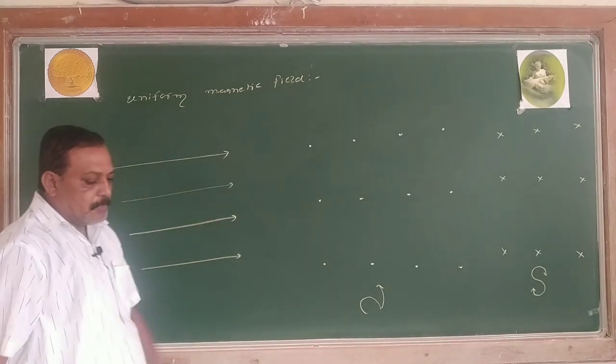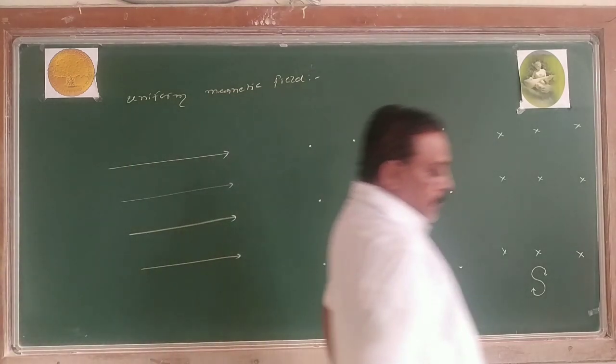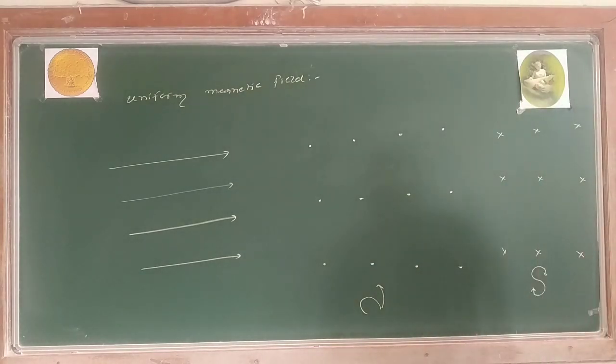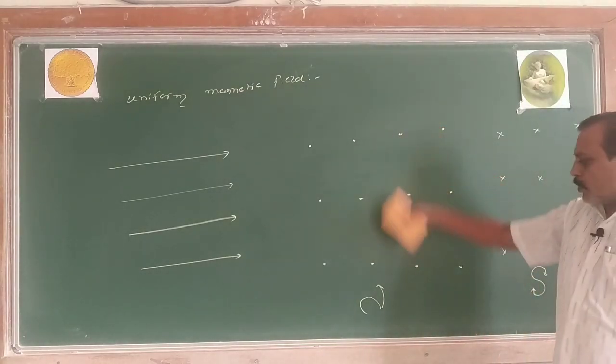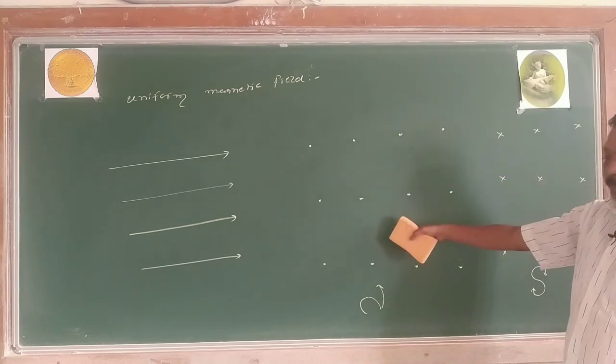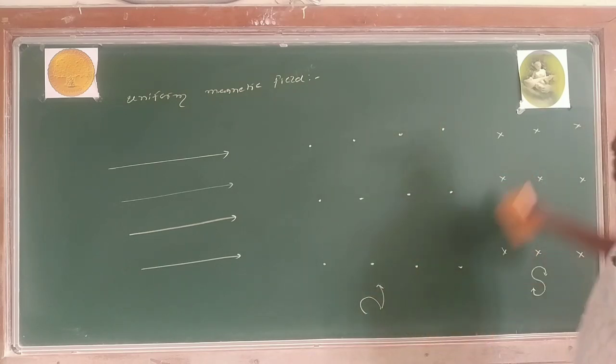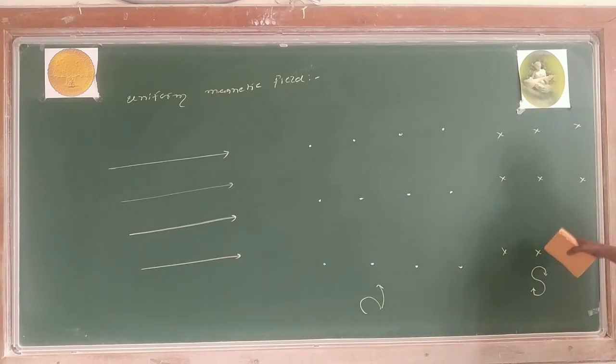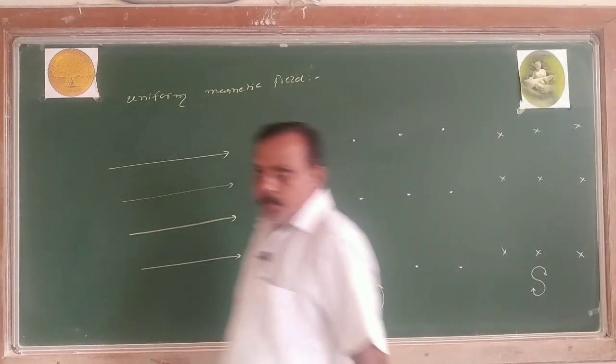All the three represent uniform magnetic field. Wherever you come across this one, it indicates a uniform magnetic field perpendicular to the plane of the paper and directed outwards. This is also a uniform magnetic field, perpendicular to the plane of the paper, directed inwards. Are you getting the point?